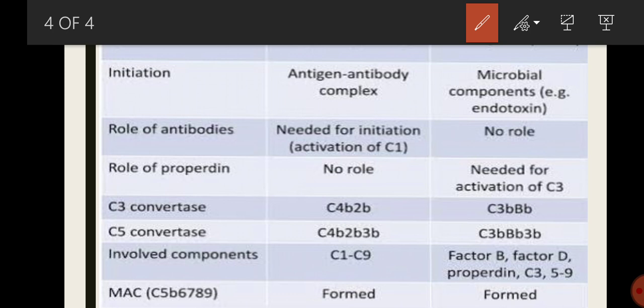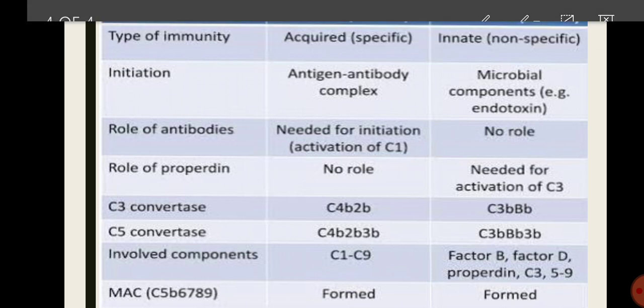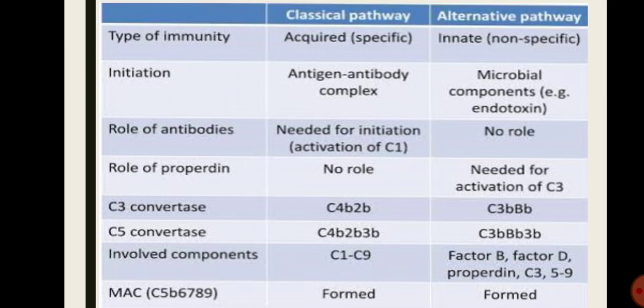Then the components involved in the complement system in the following pathways. In the classical pathway we have C1 to C9 all the components, but in case of alternate pathway we will have factor B, factor D, properdine, C3, and C5, C6, C7, C8, and C9. These are required in case of the alternate pathway. If we talk about MAC, then there is no difference whatsoever if we see both the classical and alternate pathway.